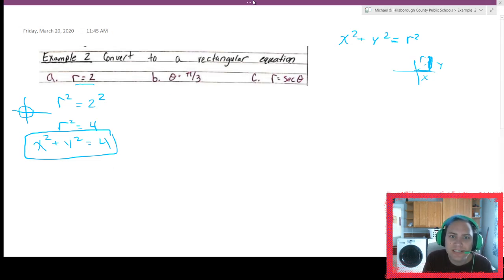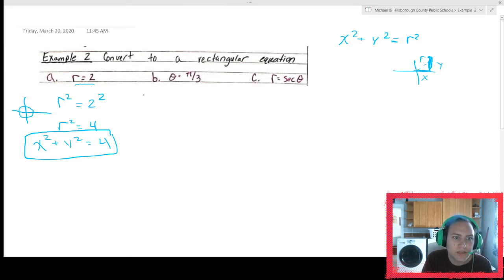Coming over to this next one, I'm going to switch the colors so we don't blend them together. Okay, theta is equal to pi over 3. This one's a little bit tougher, but again, there's another formula that's really important to remember. We know that if we take the tangent of theta, we always get the y value over the x value. Again, that comes from this little right triangle setup, right?